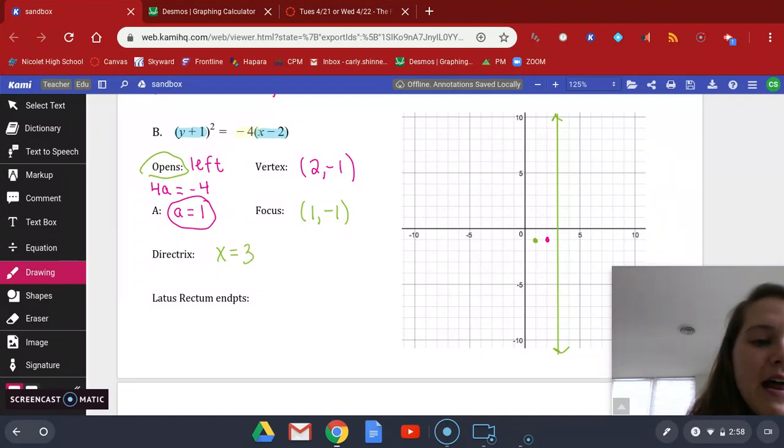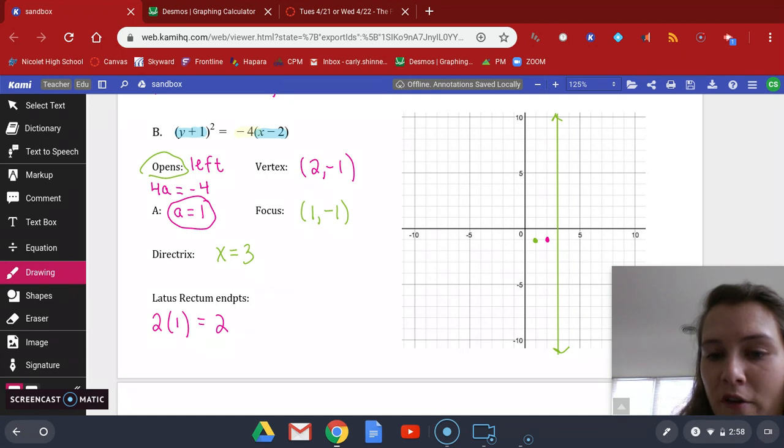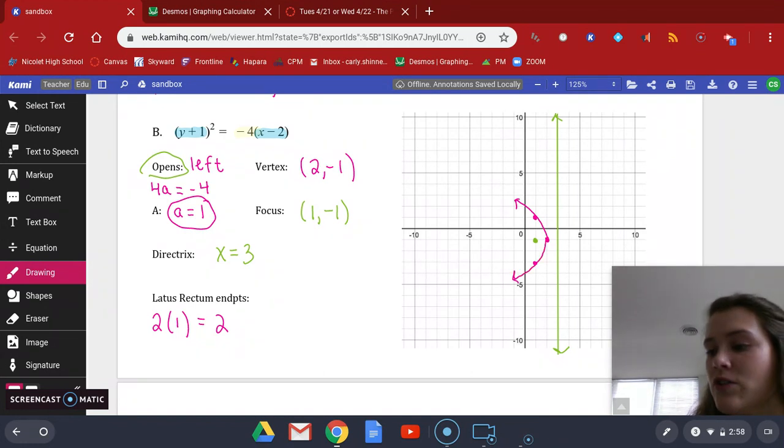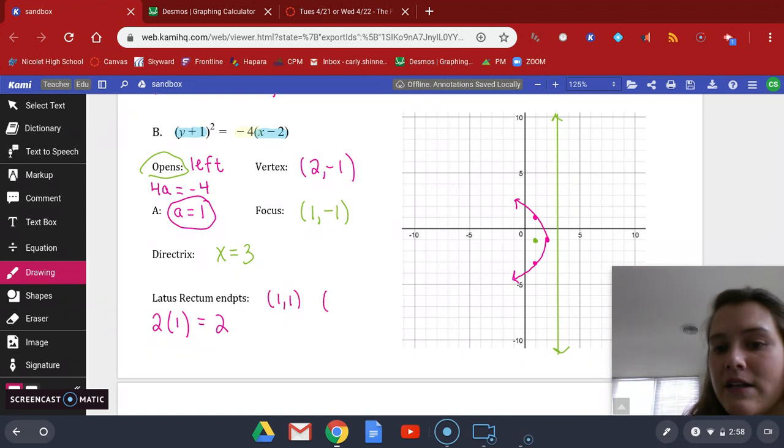And now let's get my latus rectum. So that's going to be 2 times a, so 2 times 1, which is 2. So I'm going to go to the foci and go up 2, down 2, and then connect my points. Okay, so my latus rectum endpoints are going to be (1, 1) and (1, negative 3).